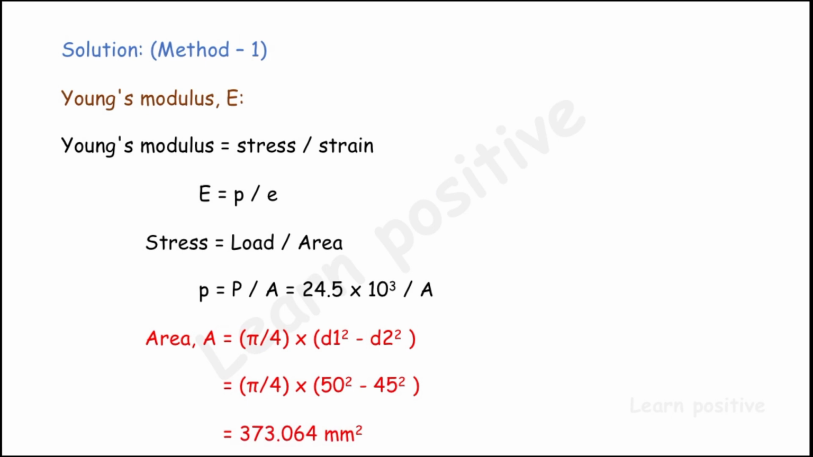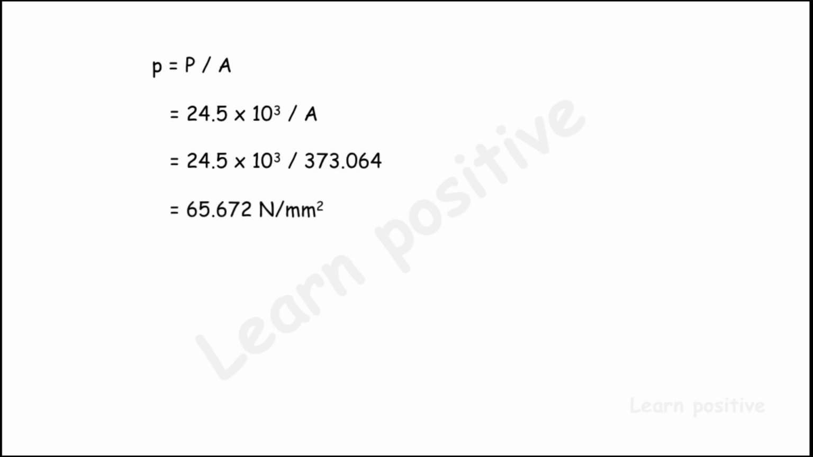Now I am going to substitute the area in the stress formula. So the stress formula is load by area. The value of load is 24.5 into 10 to the power of 3, and now I am going to substitute the value of A, that is 373.064. Now I am going to divide that. We get the answer of 65.672 Newton per mm square.